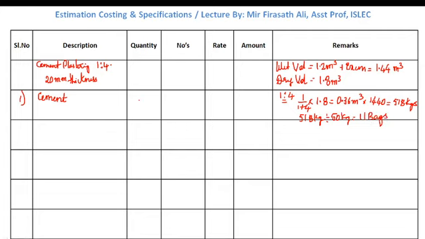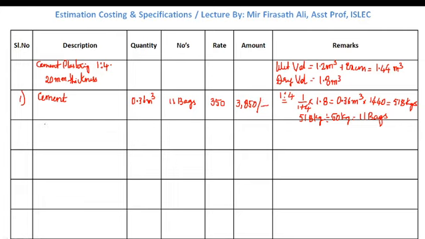So the quantity is 0.36 meter cube. We required 11 bags. The rate of one bag is approximately 350 rupees. So 11 into 350, it will be around 3850 rupees.